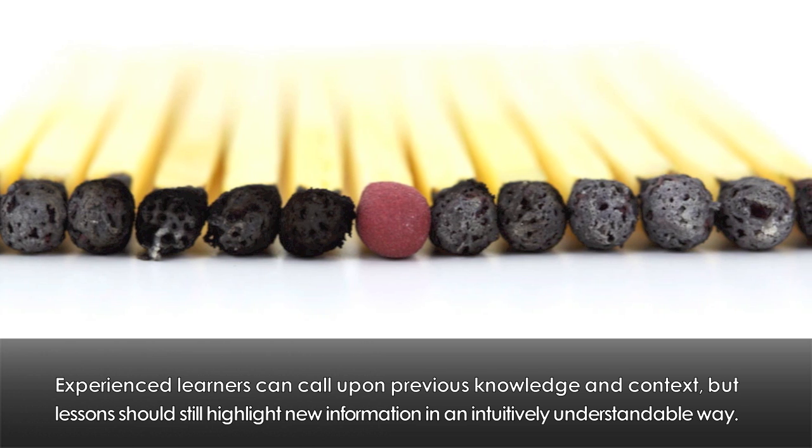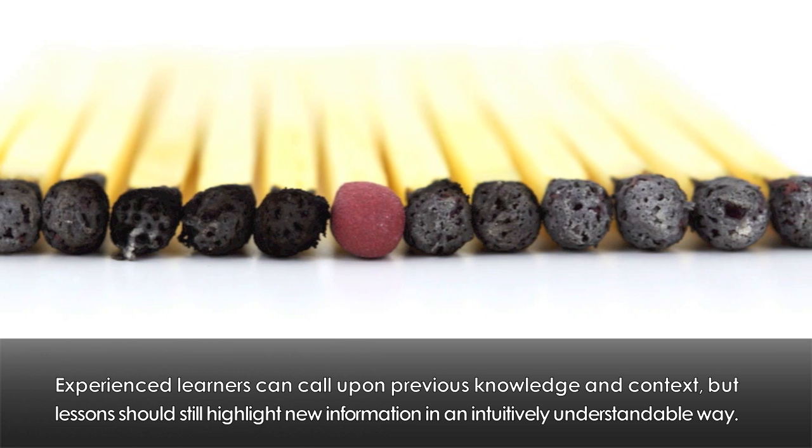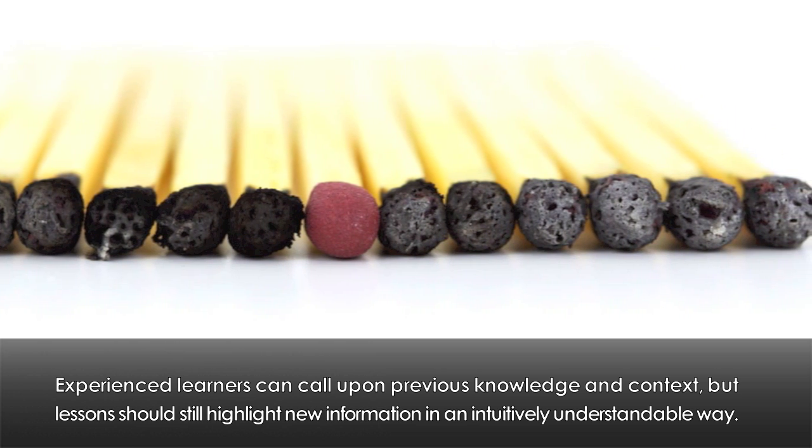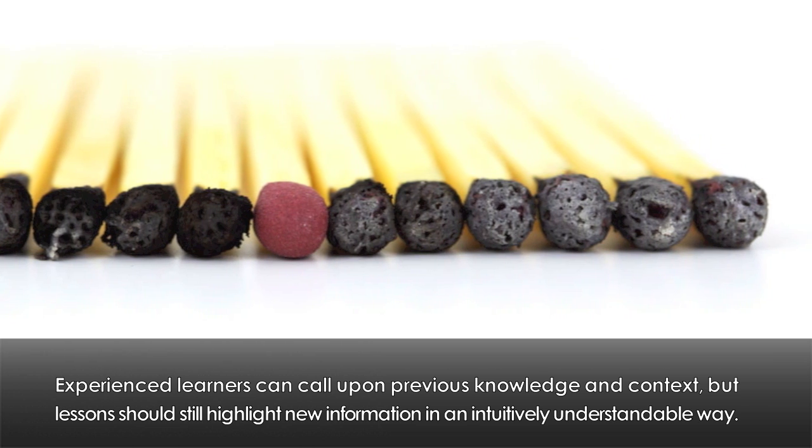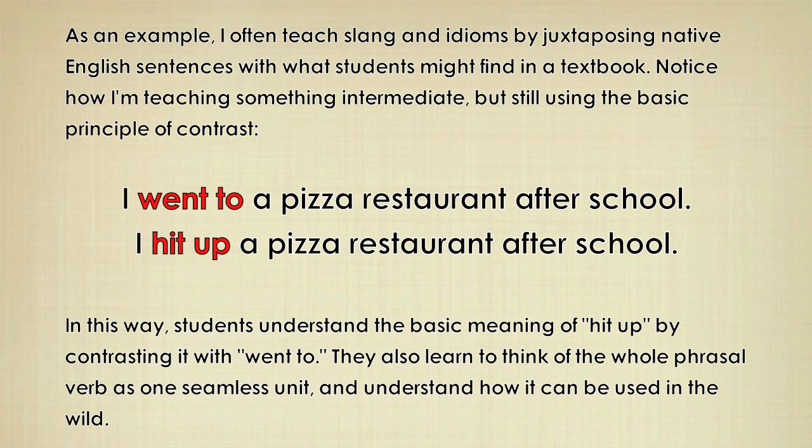Experienced learners can call upon previous knowledge and context, but lessons should still highlight new information in an intuitively understandable way. As an example, I often teach slang and idioms by juxtaposing native English sentences with what students might find in a textbook. Notice how I'm teaching something intermediate, but still using the basic principle of contrast. I went to a pizza restaurant after school. I hit up a pizza restaurant after school.